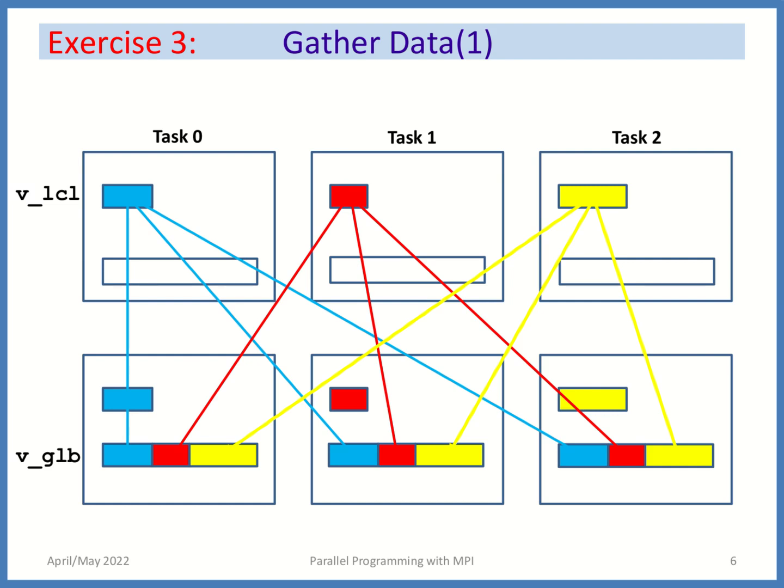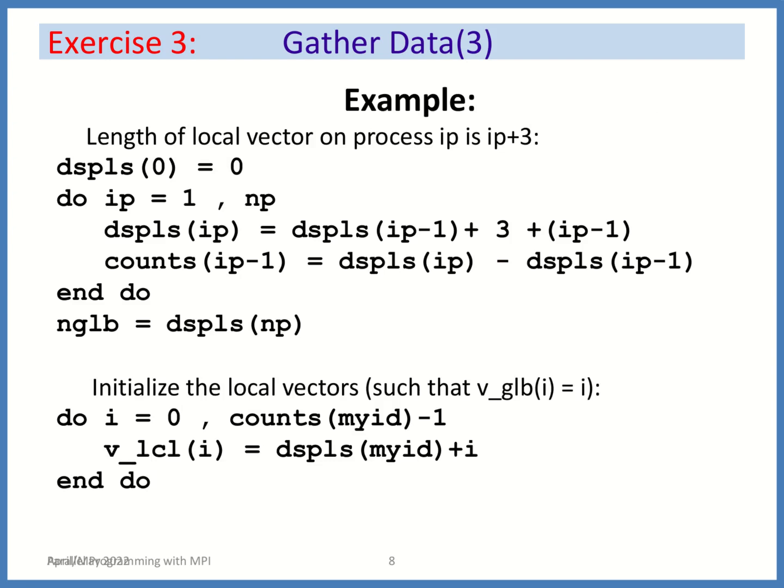Then you could do a broadcast, so that process 0 broadcasts this part to all other processes. Task 1 broadcasts this part to other processes, and task 2 broadcasts this part to all other processes. So that would also be a possible way to do this gathering.